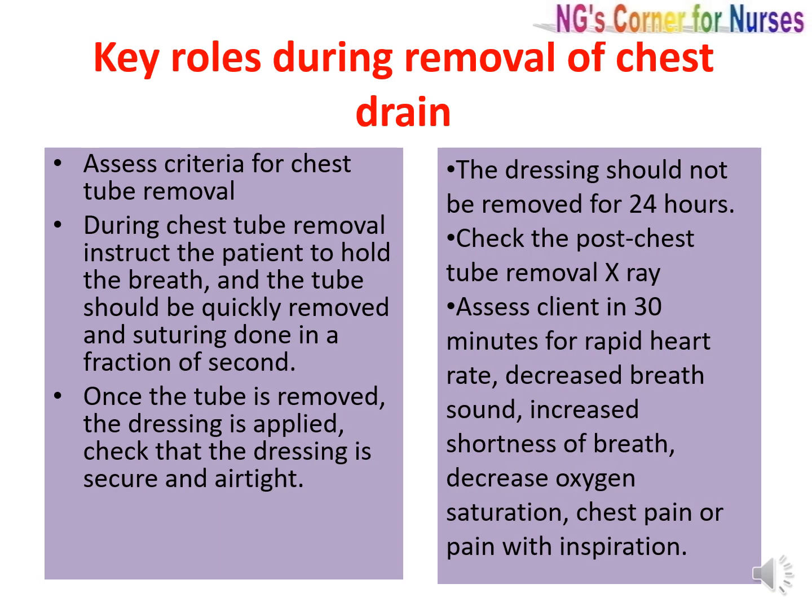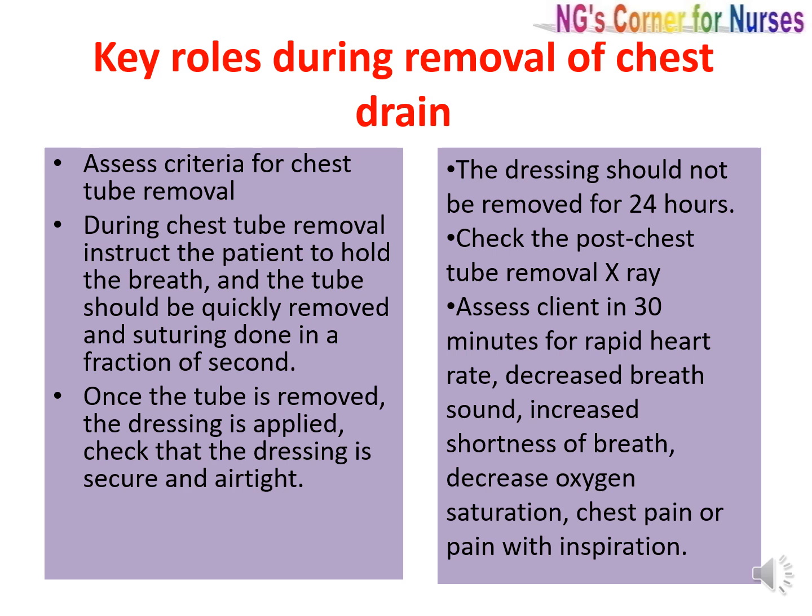Next, coming to the key roles which we have to maintain during removal of chest drain. First is to assess criteria for chest tube removal which we have already discussed in the previous slide. Next, during the chest tube removal, instruct the patient to hold the breath and the tube should be quickly removed and suturing done in a fraction of seconds to prevent occurrence of pneumothorax. Once the tube is removed, the dressing is applied. Check that the dressing is secure and airtight.